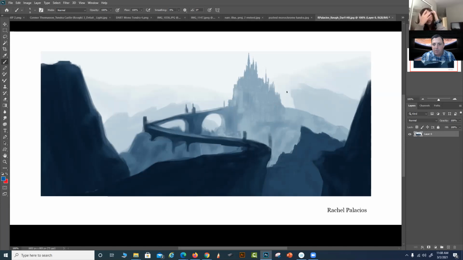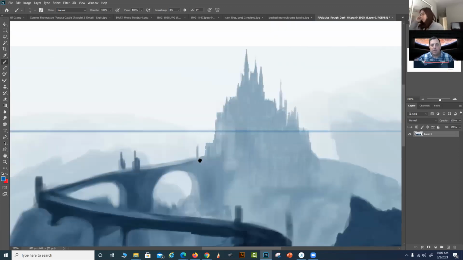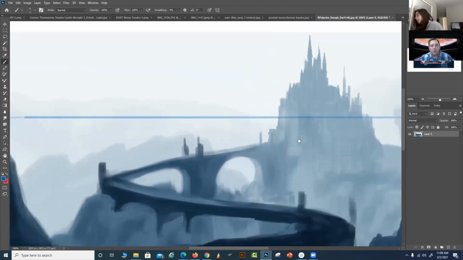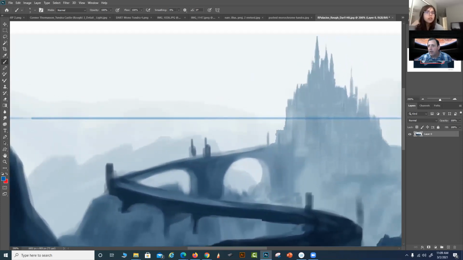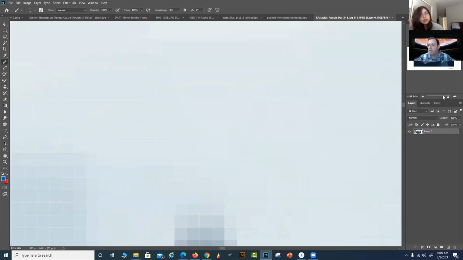So your horizon line should be about right there, anywhere about right there, as long as the bridge is going to be underneath it. Okay, so now let me zoom in real quick. What you want to do is set up some vanishing points that are working inside there. Hold on, let me adjust the navigator real quick.